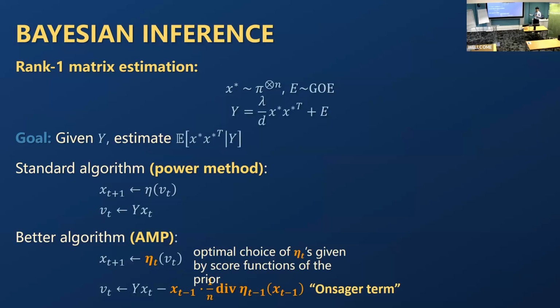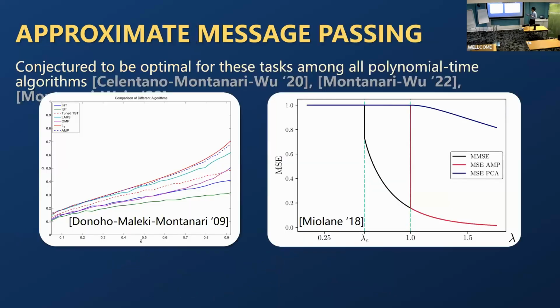So why am I telling you about this? This algorithm is great in cases where you have access to the prior, and you can actually write down the optimal denoisers. In fact, it's so great that in the statistical physics community, it's strongly conjectured to be optimal for these kinds of tasks, at least for tasks where we have, let's say, Gaussian design.